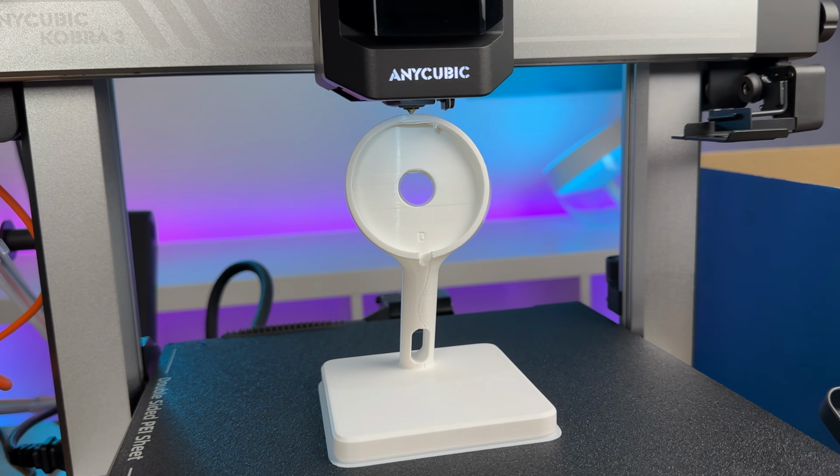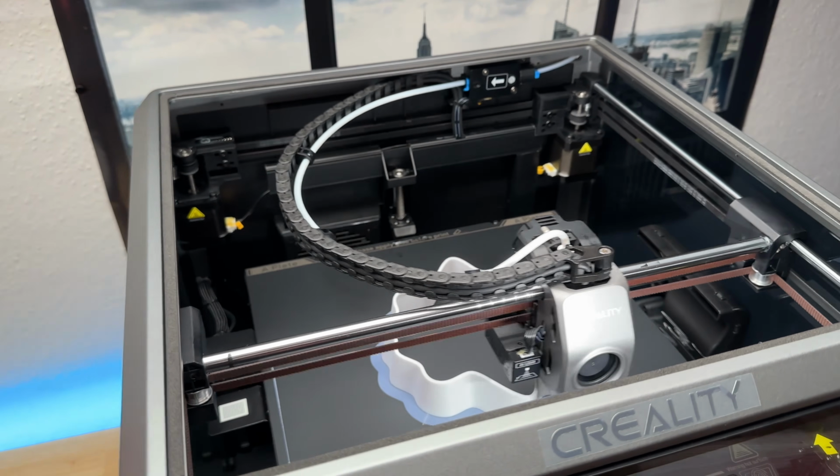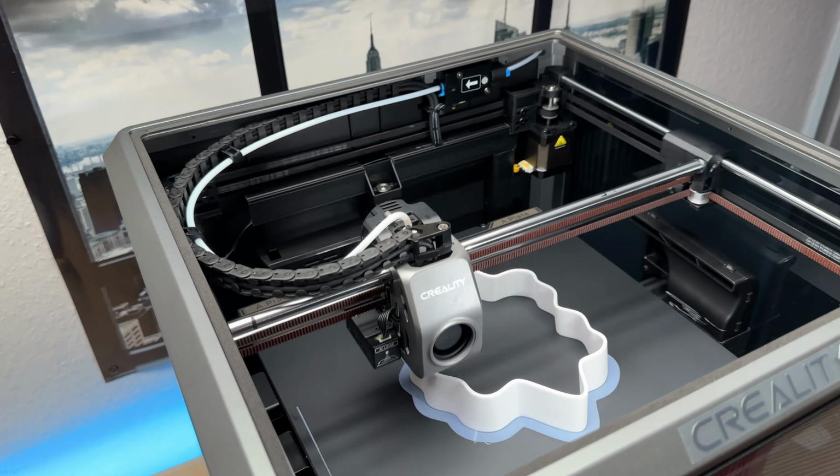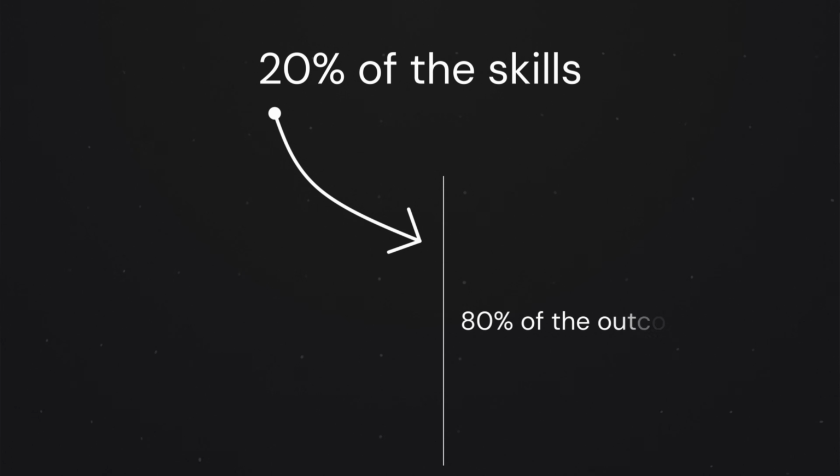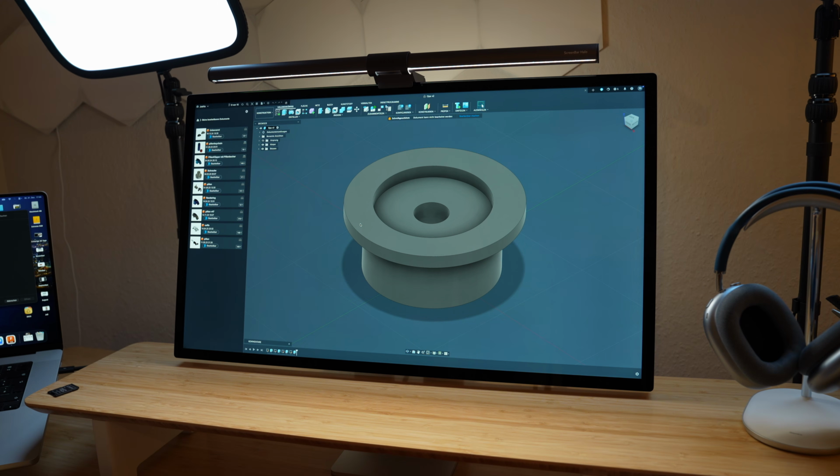At the beginning, it's hard to get into the mindset that you first need to draw something in 2D and then it becomes magically 3D, but you will learn it after some time. There is something called the 80-20 rule. It applies to almost every area of life. It means that with 20% of the skills, you can achieve 80% of the outcome. So once you understand the basics, you can literally design 80% of all the things you want to design.